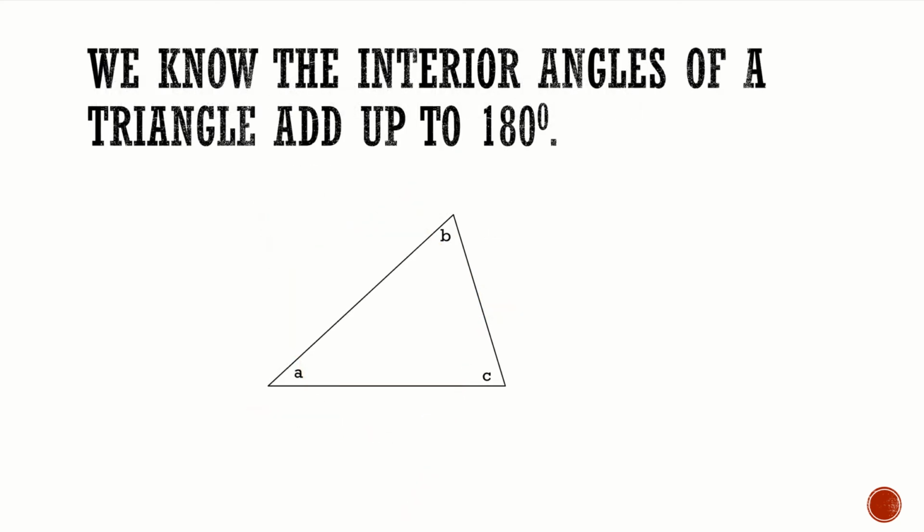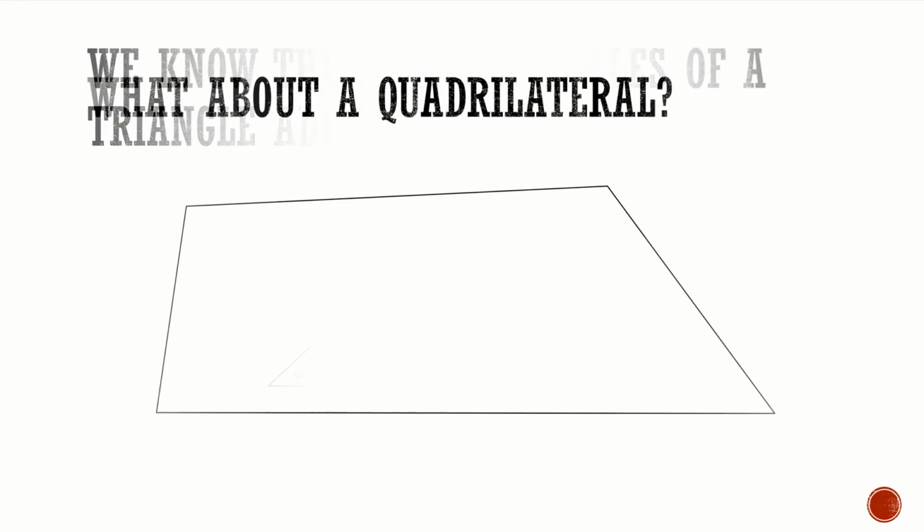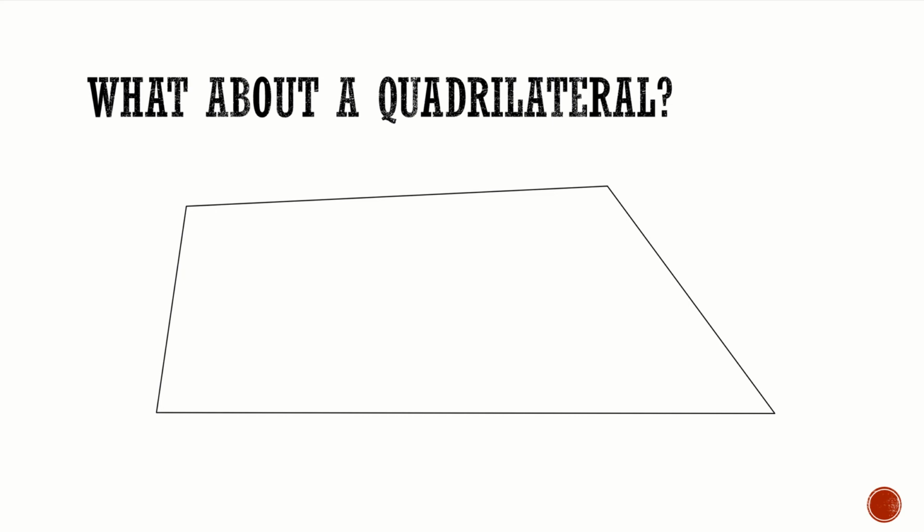We know that the interior angles of a triangle always add up to 180 degrees. This is something that we proved a long time ago. But what about a quadrilateral? Well, you know that a square and a rectangle are quadrilaterals, and those shapes have 4 90-degree angles. So 4 times 90 is 360. But does that work for every quadrilateral, even a quadrilateral like this?